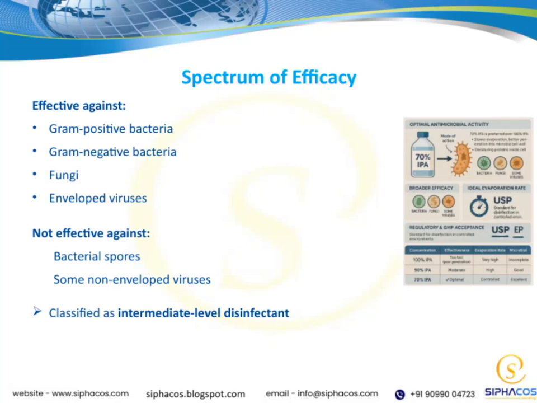Let's take a closer look at the spectrum of efficacy for this disinfectant. It is effective against a variety of microorganisms, including gram-positive bacteria, gram-negative bacteria, fungi, and enveloped viruses. This broad range makes it quite versatile in different disinfection scenarios. However, it's important to recognize its limitations as well. It is not effective against bacterial spores or some non-enveloped viruses, which can be more resistant to disinfectants. Because of its effectiveness profile, it is classified as an intermediate-level disinfectant.